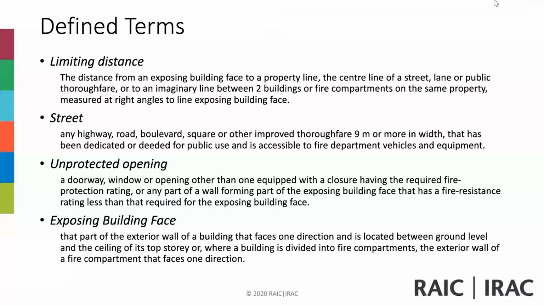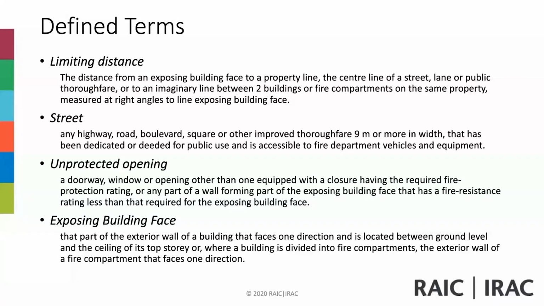It would, in this case, if it does not have the fire protection rating for the fire separation, then it will also be considered an unprotected opening. The exposing building face is that part of the exterior wall of a building that faces in one direction and is located between ground level and the ceiling of its top story, or where the building is divided into subcompartments of at least 45 minutes fire separation as required by the code. The exterior wall of a fire compartment that faces one direction. So that's the exposing building face.